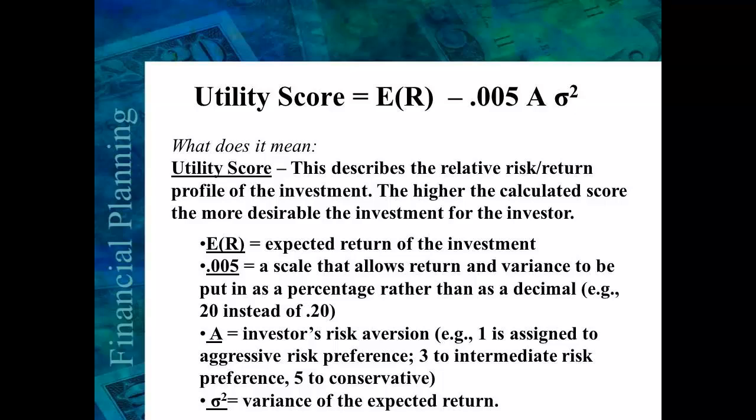ER equals the expected return of the investment. 0.005, this is just a scale that allows expected return and variance to be put in as a percentage rather than as a decimal. A equals the investor's risk aversion, where 1 is assigned to aggressive risk preference, 3 might represent an intermediate risk preference, etc. And sigma squared equals the variance of the expected return.